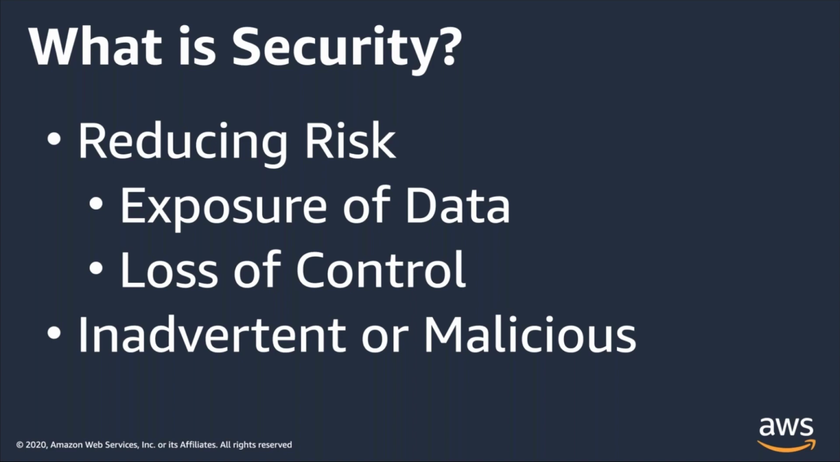The second risk we think about is loss of control. We have an application that does something, and we want to make sure that unauthorized parties don't get access to control that application. When we think about those risks, there are two further categories they can fall into: inadvertent risk, which is something happening by accident, or malicious risk, which is something happening on purpose.